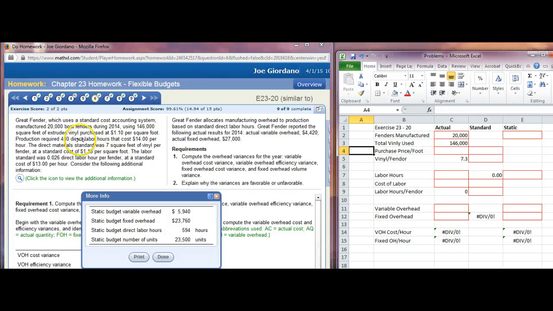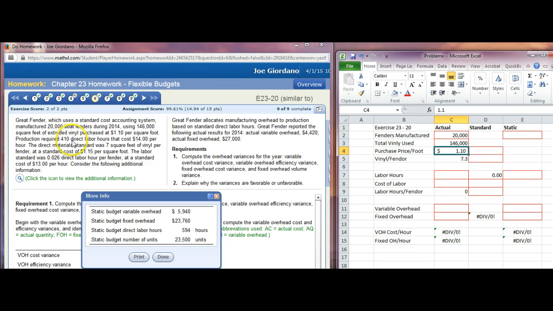All right, so far we've only had 2 pieces of information. I'm on line 2 of this problem. And it says that we purchased the 146,000 square feet for $1.10 per square foot. So I created here purchase price per square foot. So for each square foot, it cost me $1.10. Now I could also say $1.10 times 146,000 would give me how much I spent on materials to make 20,000 fenders, but sometimes I do that, sometimes I don't. But let's just keep moving on.